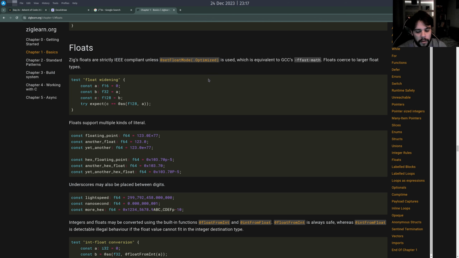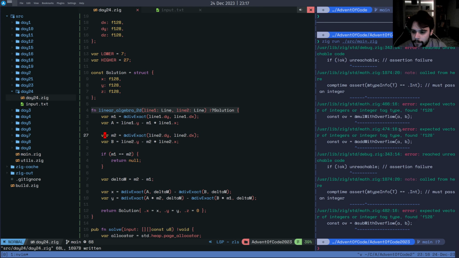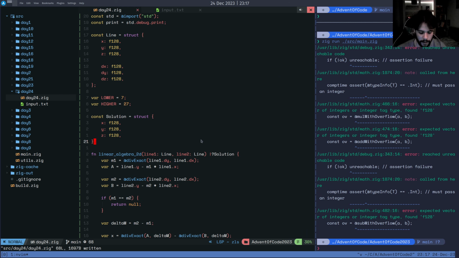Set float mode optimized. Okay, I need to.